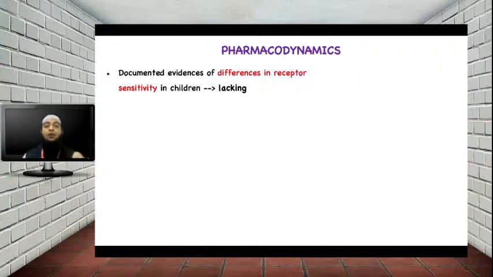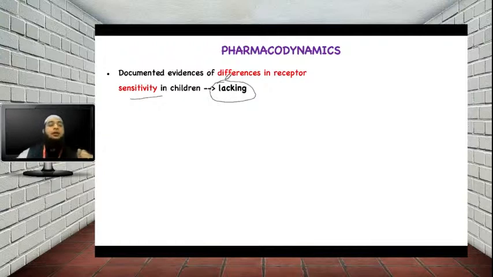Let's see what pharmacodynamic changes are seen in the pediatric patient. The data show that there are documented evidences of differences in receptor sensitivity in children, but the actual data is lacking, and the reason behind it is that there is very little research in children. One important problem is the ethical reason that you cannot involve children in clinical trials, and another thing is that children do not need frequent treatment as compared to adult or elderly patients, right?